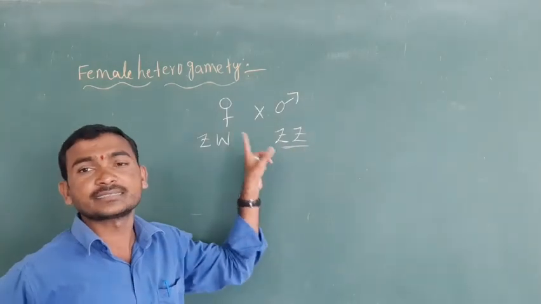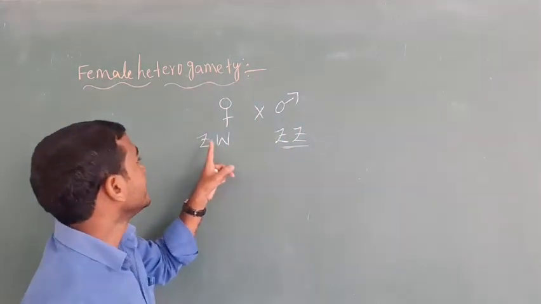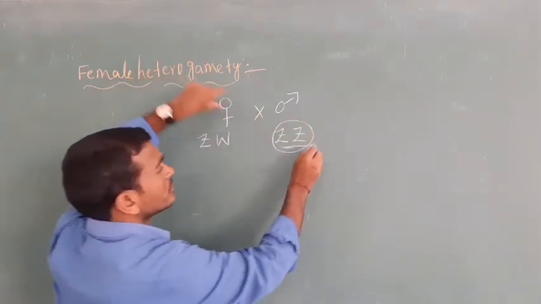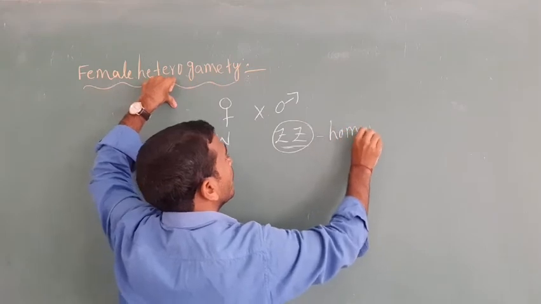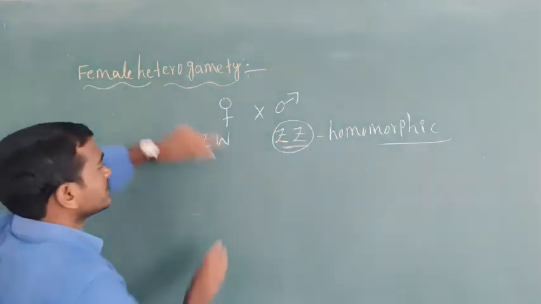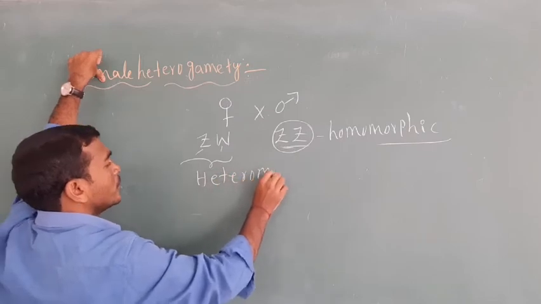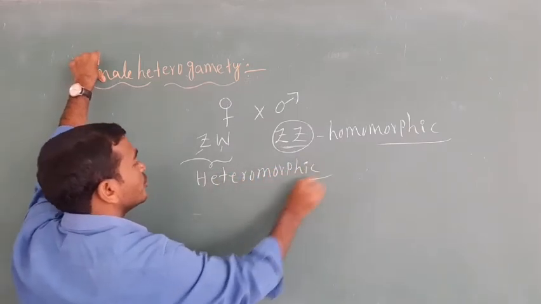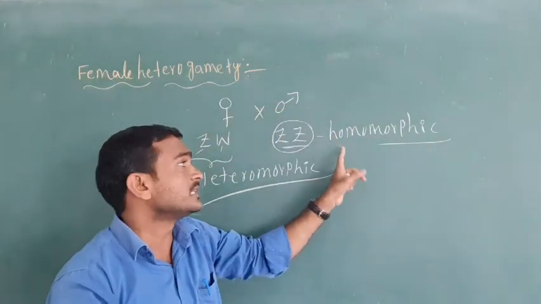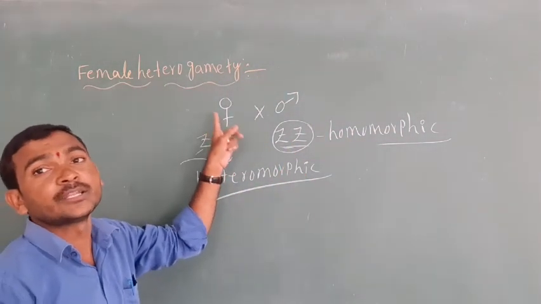In the previous XX, XY, the male is heterogametic. Here it is ZZ, ZW. See here, the male's ZZ chromosomes are both homomorphic, meaning both are the same type of chromosome. Here one Z is there and one W is there, so that's why it is called heteromorphic chromosomes. According to morphology they are different. When the morphology is the same, it is homomorphic; otherwise it is heteromorphic. Which one is heteromorphic? The female is heteromorphic.